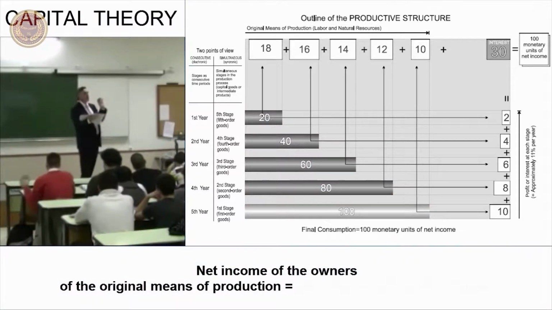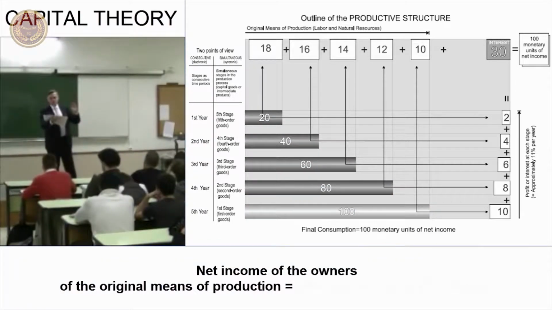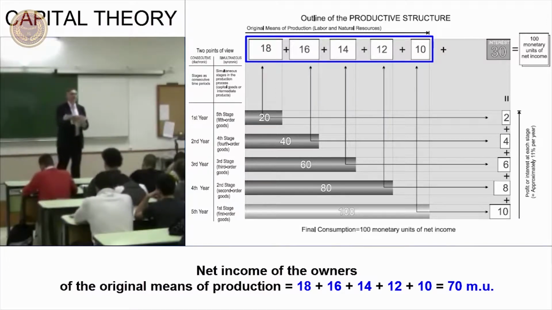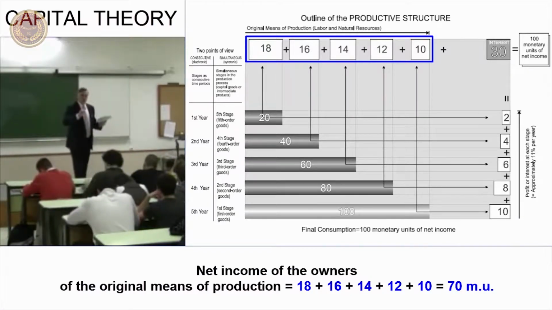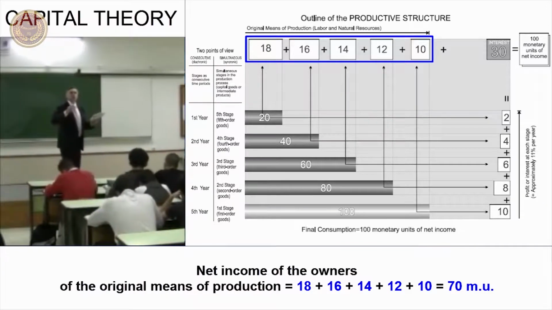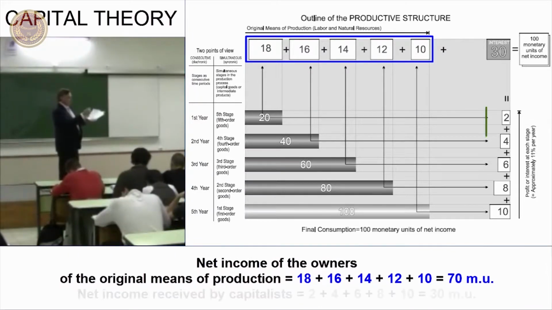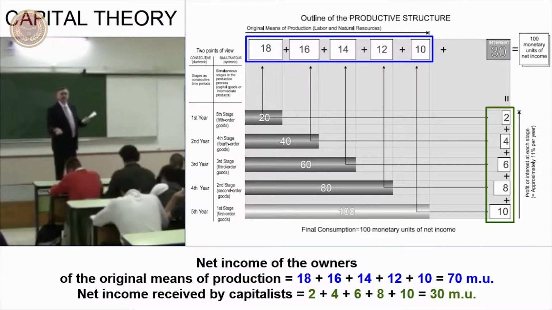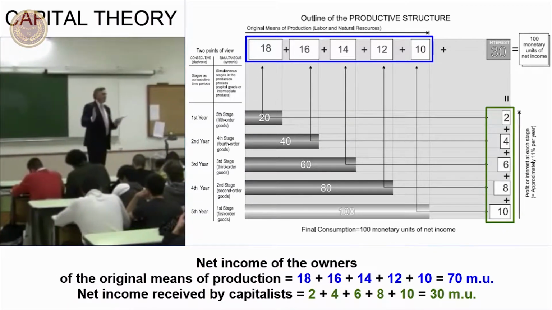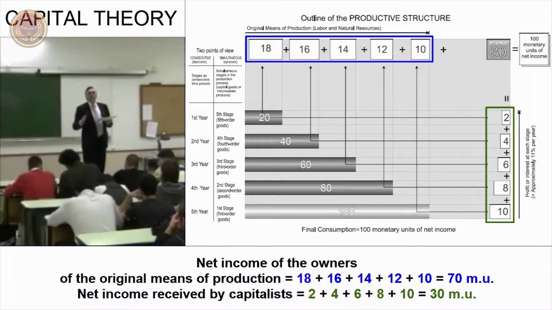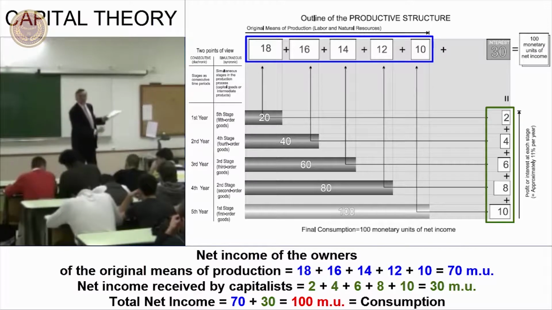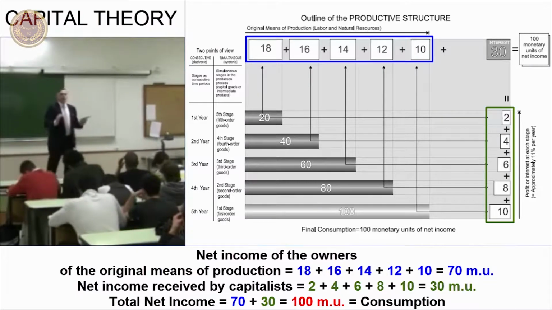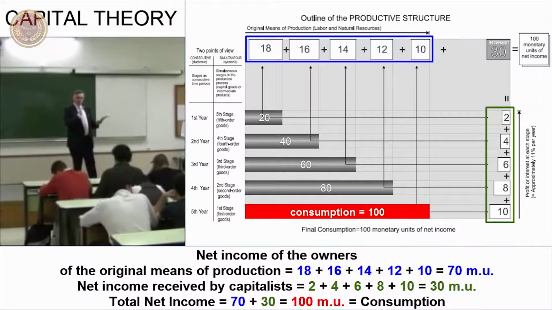Note what is received by workers or owners of the original means of production. We add up the numbers in the little boxes at the top, 18 plus 16, plus 14, plus 12, plus 10. Workers receive a total of 70 units. Also, the capitalists of each stage obtain a profit, which we see in the boxes to the right. 2 plus 4, plus 6, plus 8, plus 10, a total of 30 units. The 70 units the workers receive and the 30 units of profit, or interest, the capitalists receive add up to 100 units of net income, which is precisely the amount spent on consumer goods.